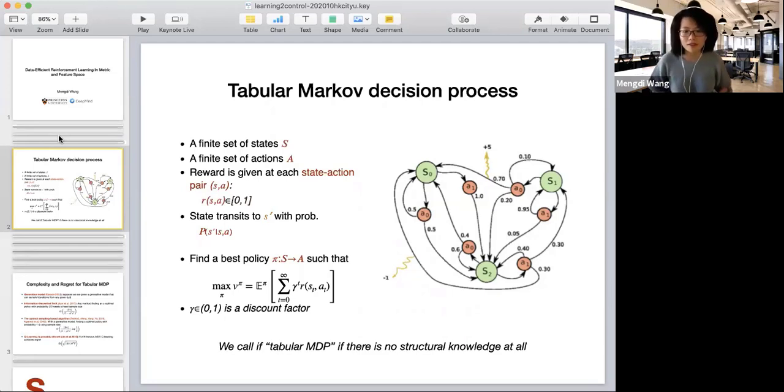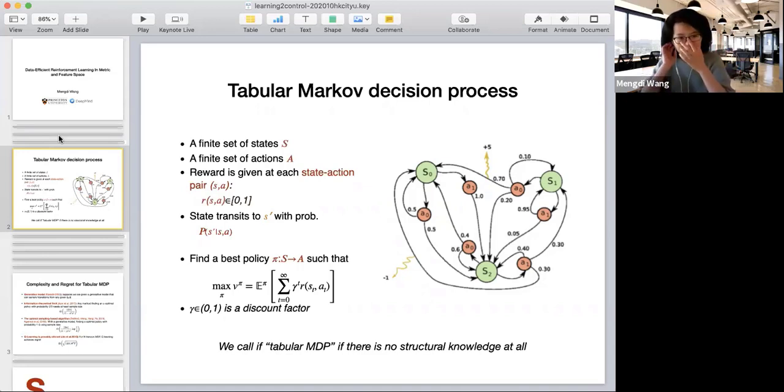So let's just review notations. In a Markov decision process, the goal is to find a policy that maps every single state to an action or a distribution over actions. We want to find a policy to maximize the sum of rewards along a trajectory. And because there's randomness in the underlying process, we take expectation.